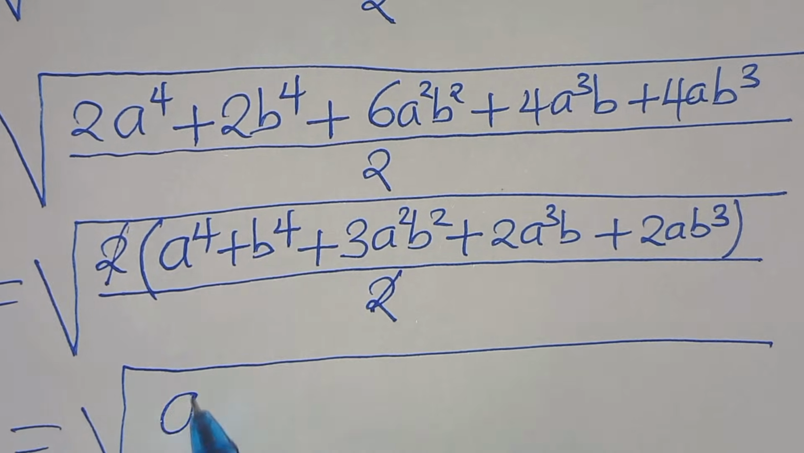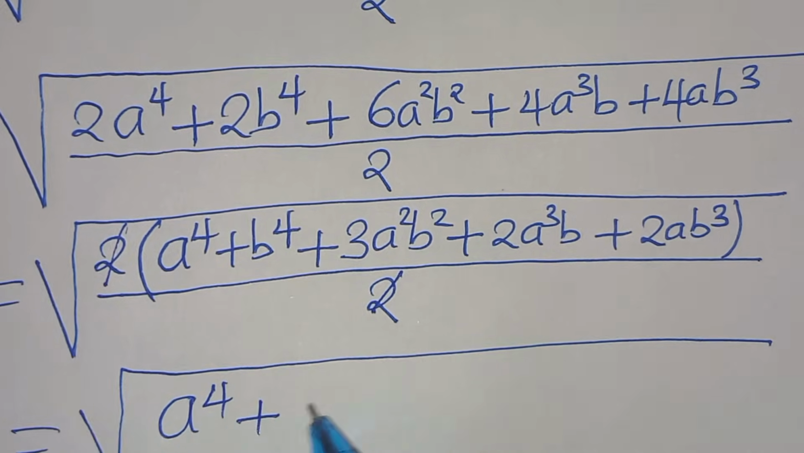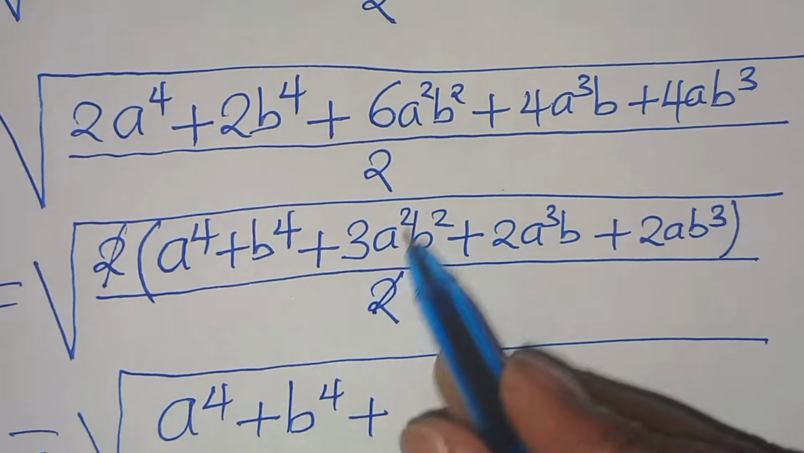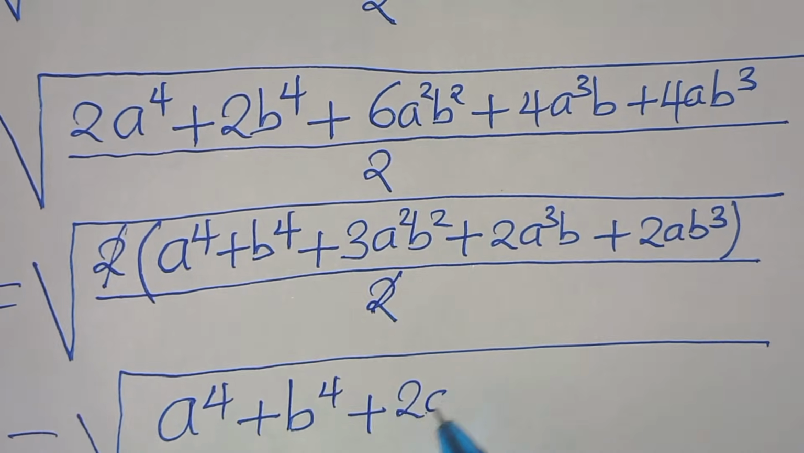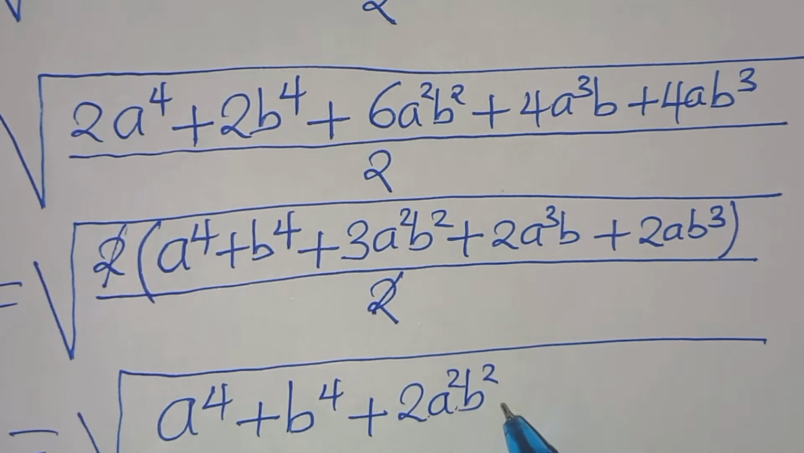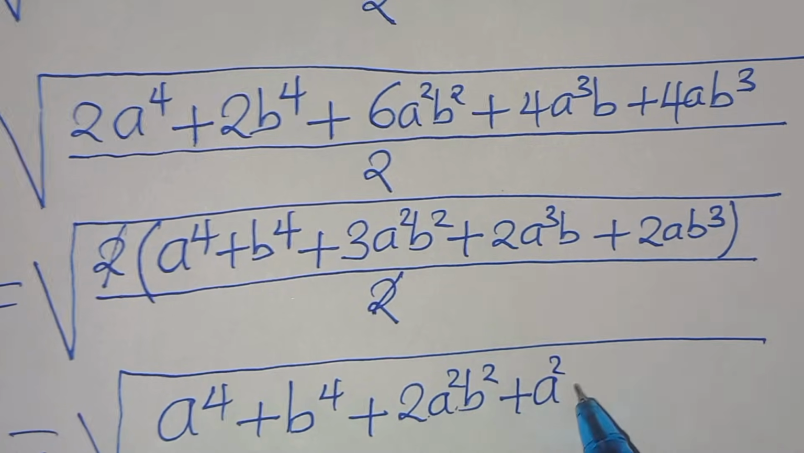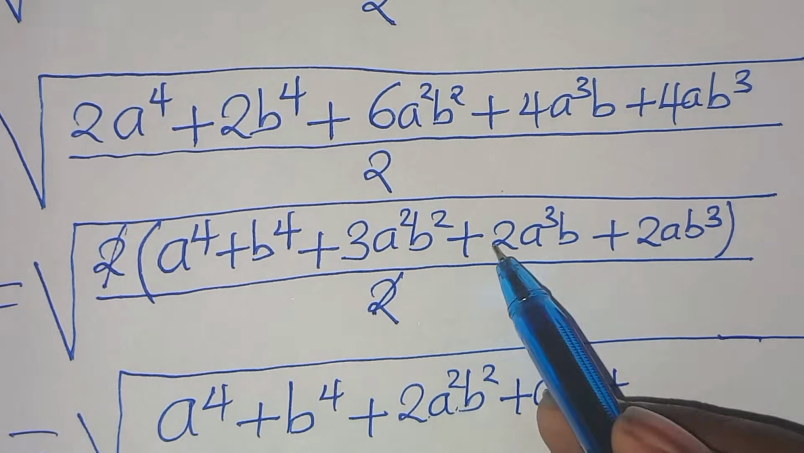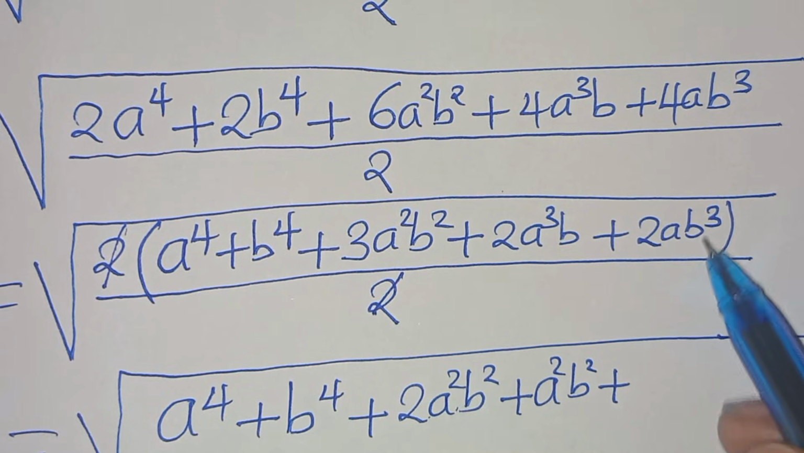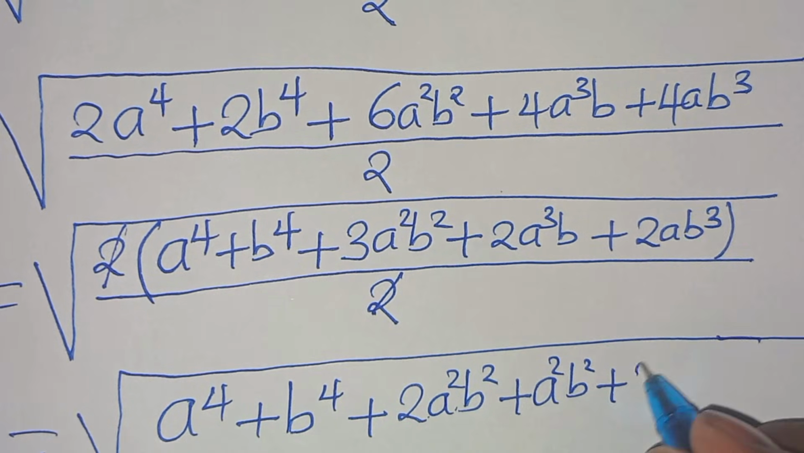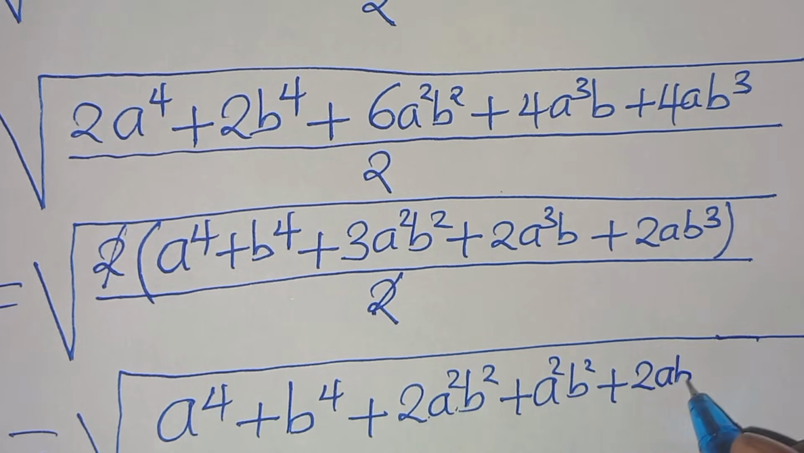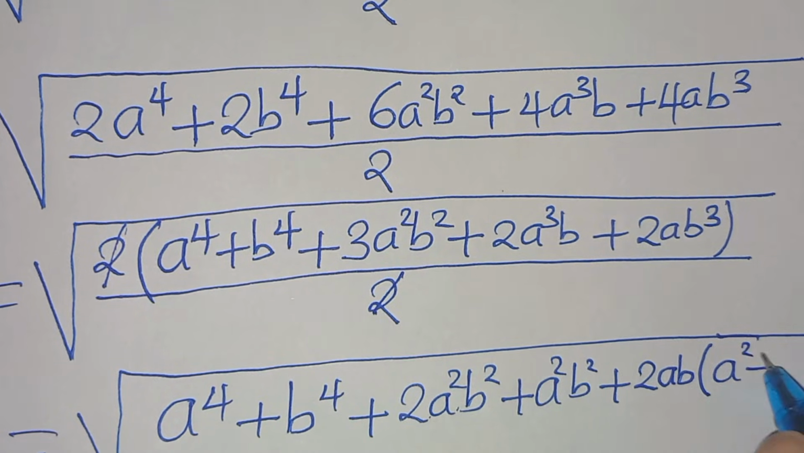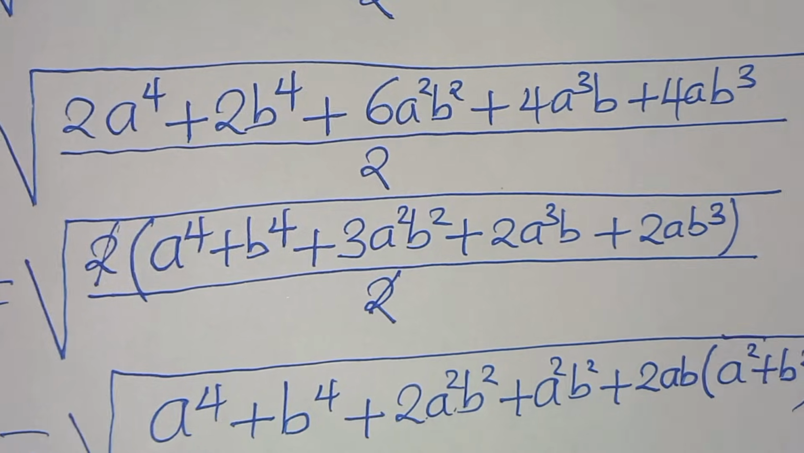So now we have the square root of a to the power of 4 plus b to the power of 4, then plus, we can express 3a squared b squared as 2a squared b squared plus a squared b squared, then plus 2a to the power of 3 b and 2ab to the power of 3. So 2ab is common, so we can factor out 2ab so that we have here a squared plus b squared.